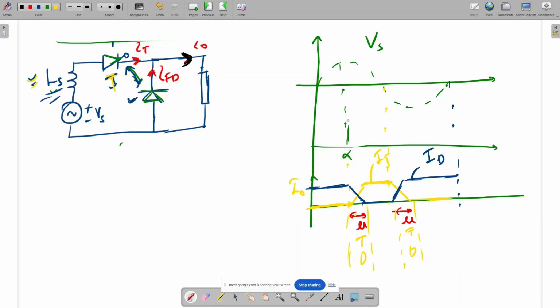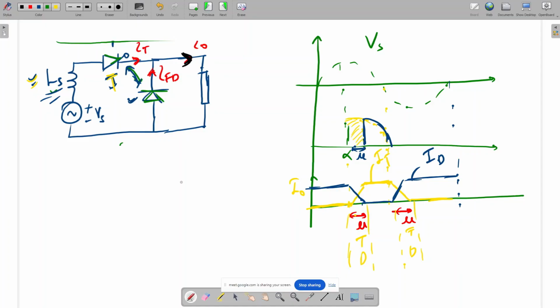So previously, what should our output voltage waveform be? It should be like this one. But because of overlapping, during this shaded region our output voltage will not appear. It will be 0. So the actual output voltage waveform due to the source inductance will be this one. This period is mu. This will be our output voltage waveform. So now we can derive the equation here.